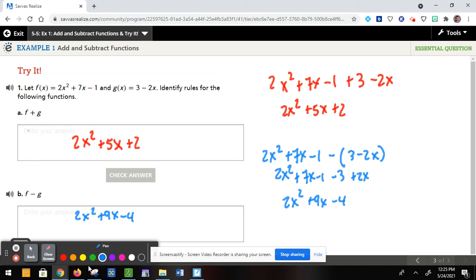Looking at part A in red, it's really just combining those like terms, and you end up with 2x squared plus 5x plus 2. In blue, you have one extra step compared to the addition, where you subtract the g function in this case, distribute the negative to both terms of the g function, add them all together, and you get 2x squared plus 9x minus 4.